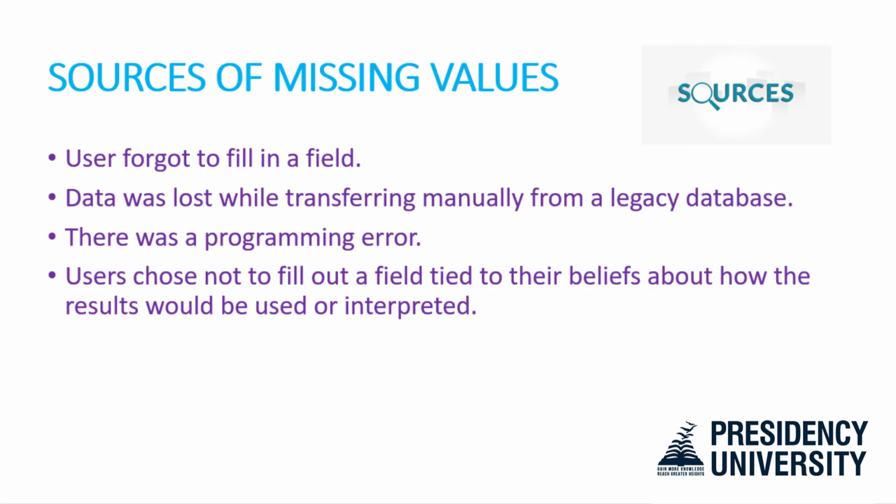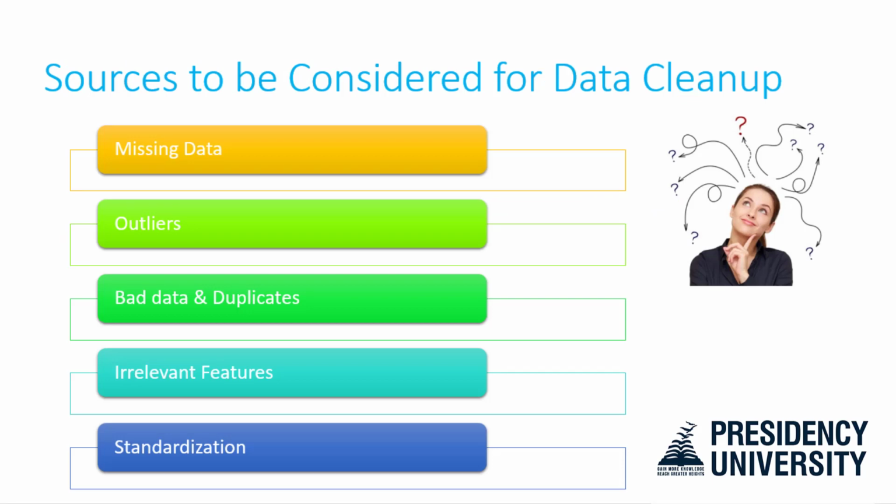The common sources of missing values in a dataset could be the following. The user may have forgotten to fill a field, or the data may have been lost while transferring from a legacy database, or it could be a programming error, or the user may purposely choose not to fill a field thinking that it would not affect the results. To sum up, the sources to be considered for data cleanup are missing data, outliers, bad data and duplicates, irrelevant features, and standardization. Let us consider each one of them in detail.